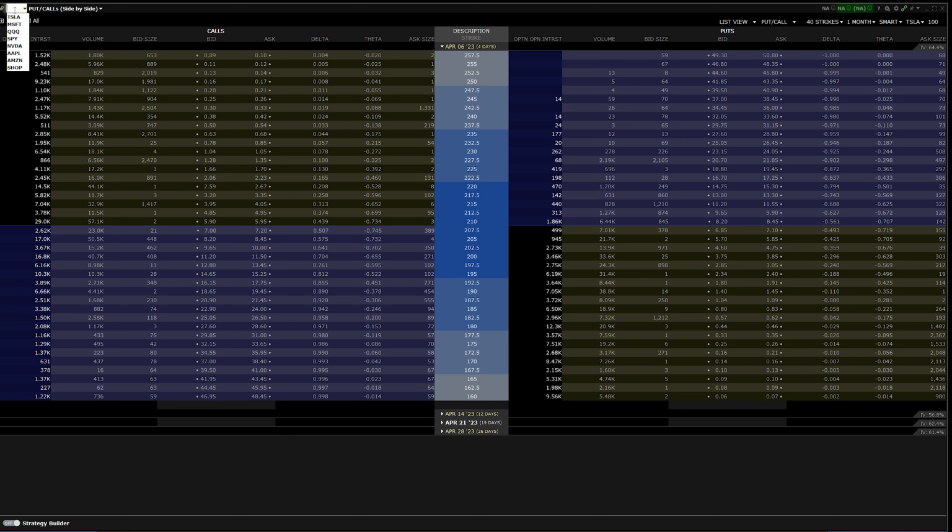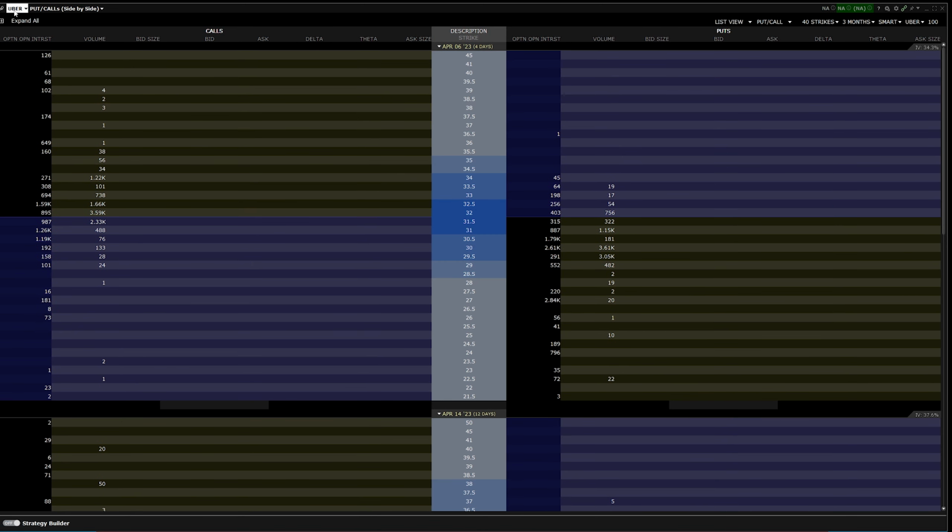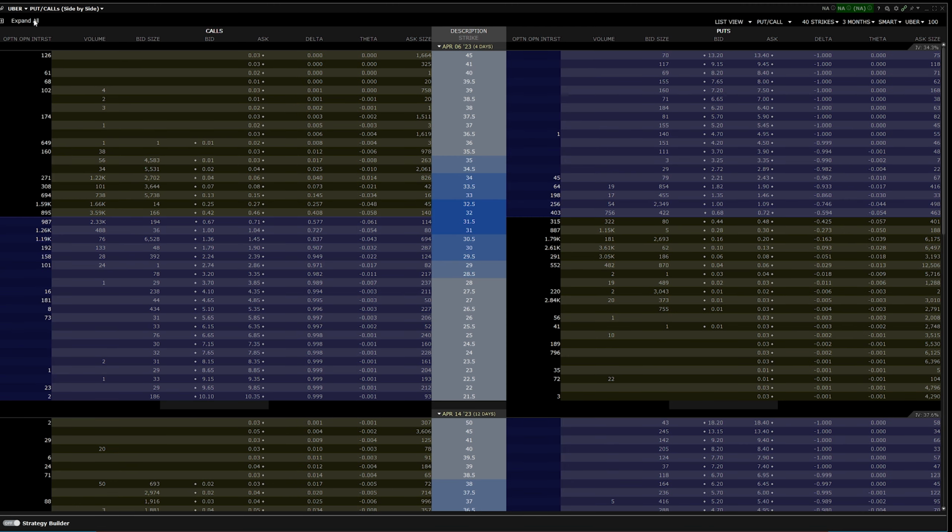Let's take something like Uber. And let's take a look and see how Uber fills out. So data just populating. We're after hours here, so.